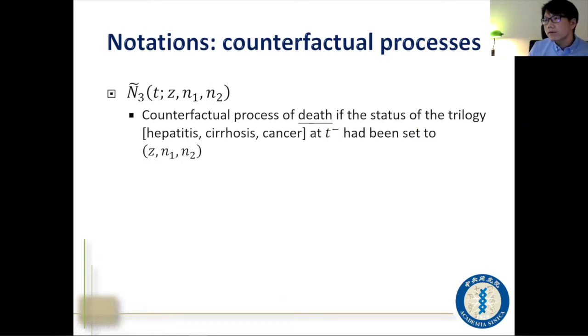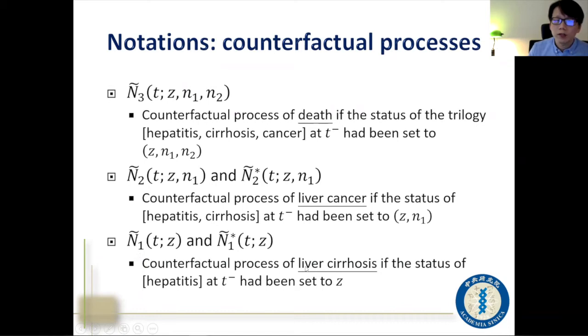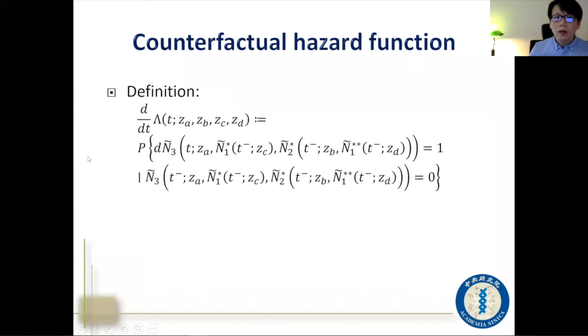And because we are doing causal inference, we also need to define counterfactual outcomes. Most of the causal inference defines counterfactual quantities on random variables. Here we define a counterfactual on the processes. So that's the main difference of our approach. N3 tilde is the counterfactual process of death, N2 is a counterfactual process of liver cancer, and N1 is a counterfactual process for liver cirrhosis. And they have their corresponding intervention from a previous event.